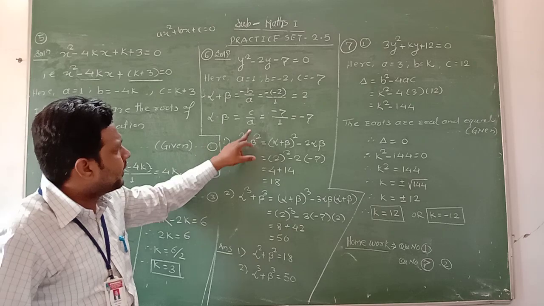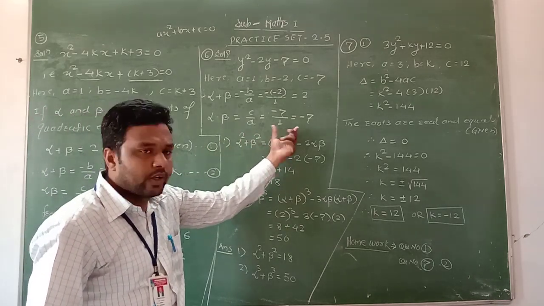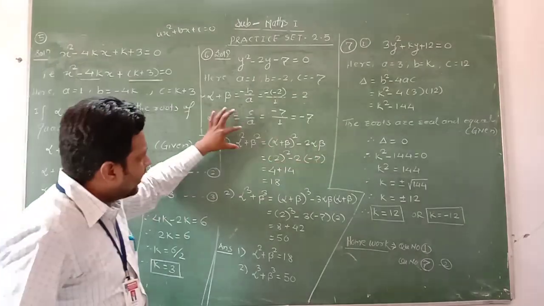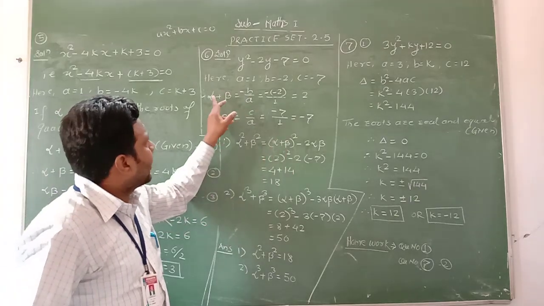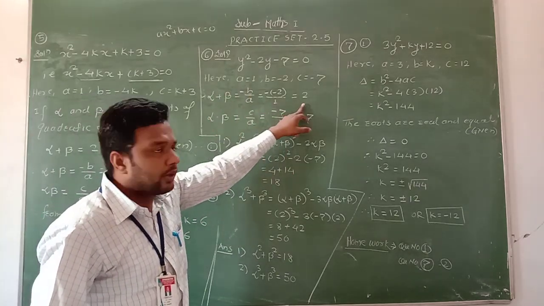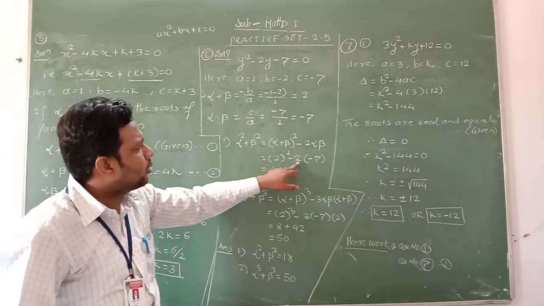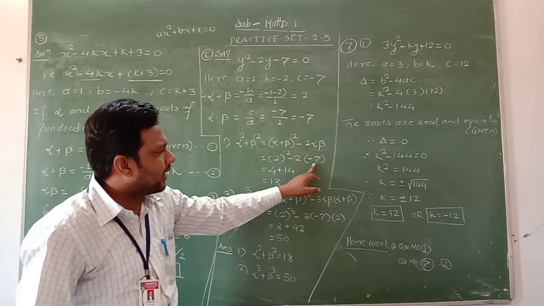Alpha square plus beta square is equal to (alpha plus beta) whole bracket square minus 2 alpha beta. Remember this identity. The value of alpha plus beta we found is 2, so here we put the value 2: 2 square minus 2 times alpha into beta. The value of alpha beta is minus 7, so here we put minus 7.